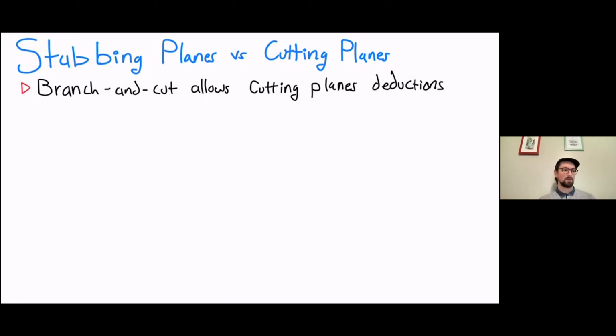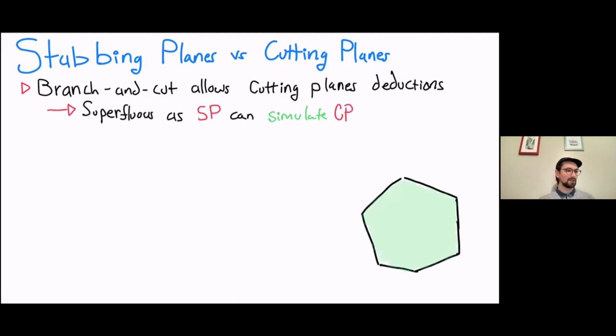I said that stabbing planes formalizes branch and cut. So branch and cut was allowed to use cutting planes deductions as well as this branching. So we have to show that stabbing planes can simulate cutting planes, and this is true. And in fact, we characterize cutting planes as a non-trivial subsystem of stabbing planes, which we call path-like stabbing planes.